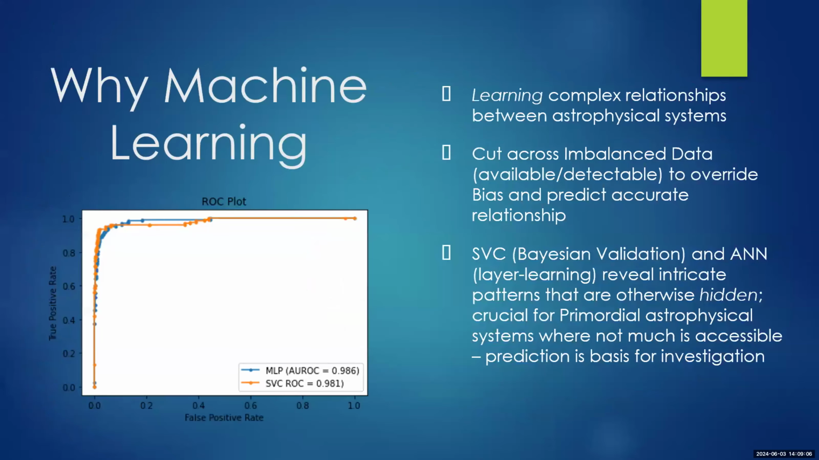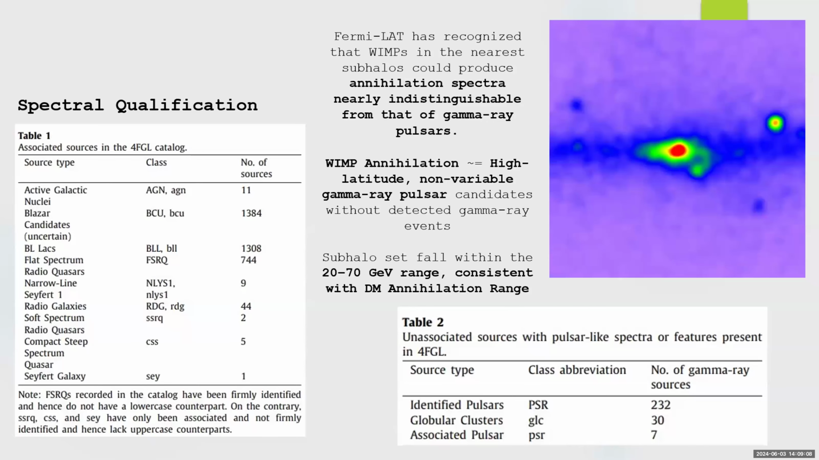I started off trying to figure out if dark matter comes from gamma ray sources, mostly pulsars, because they emit gamma rays, and their gamma ray flux density falls within the dark matter annihilation range of 20 to 70 GeV. When we started with that, we found there is a good chance that the candidates we're looking at are not annihilating dark matter. So not gamma rays or pulsars. It could be primordial factors.